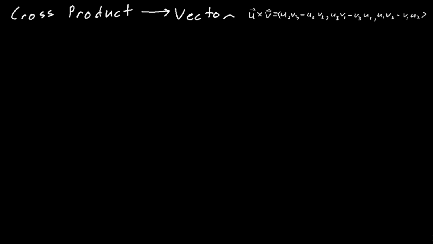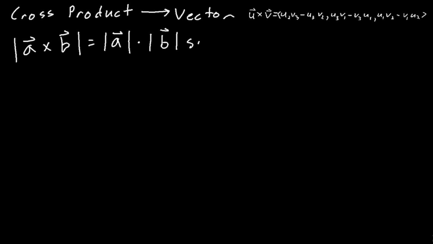There you go. Okay, so another formula for the cross product: you can actually find the magnitude of a cross product with this formula here. The magnitude of vector A times, and this is not dot product, this is times, the magnitude of vector B times the sine of the angle between them.